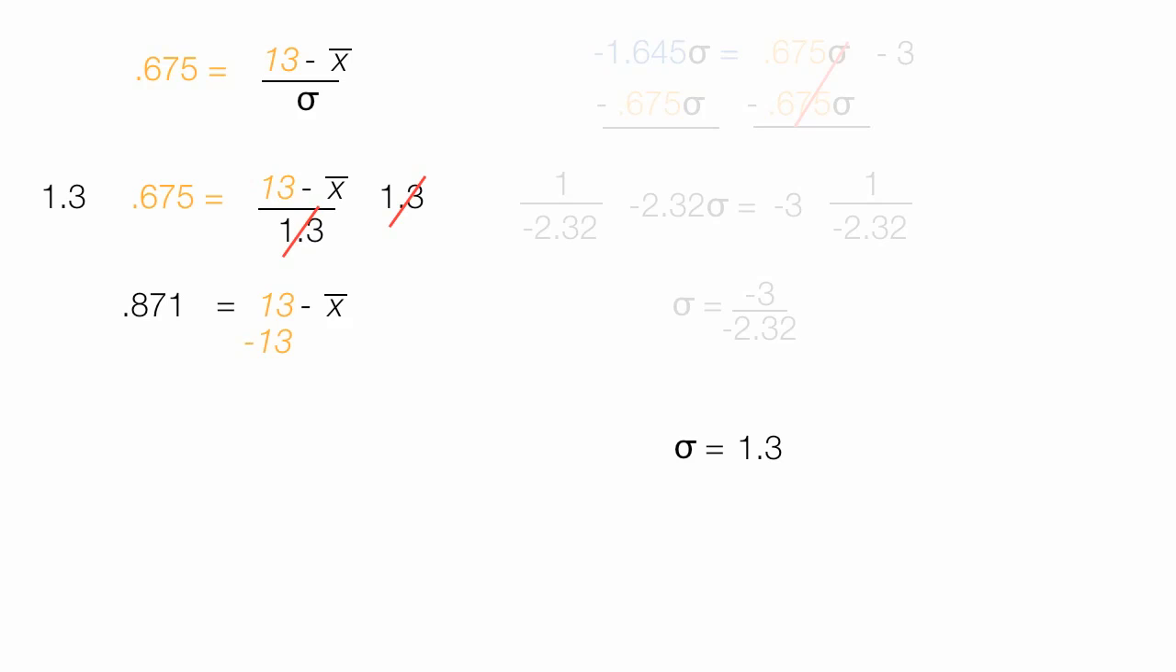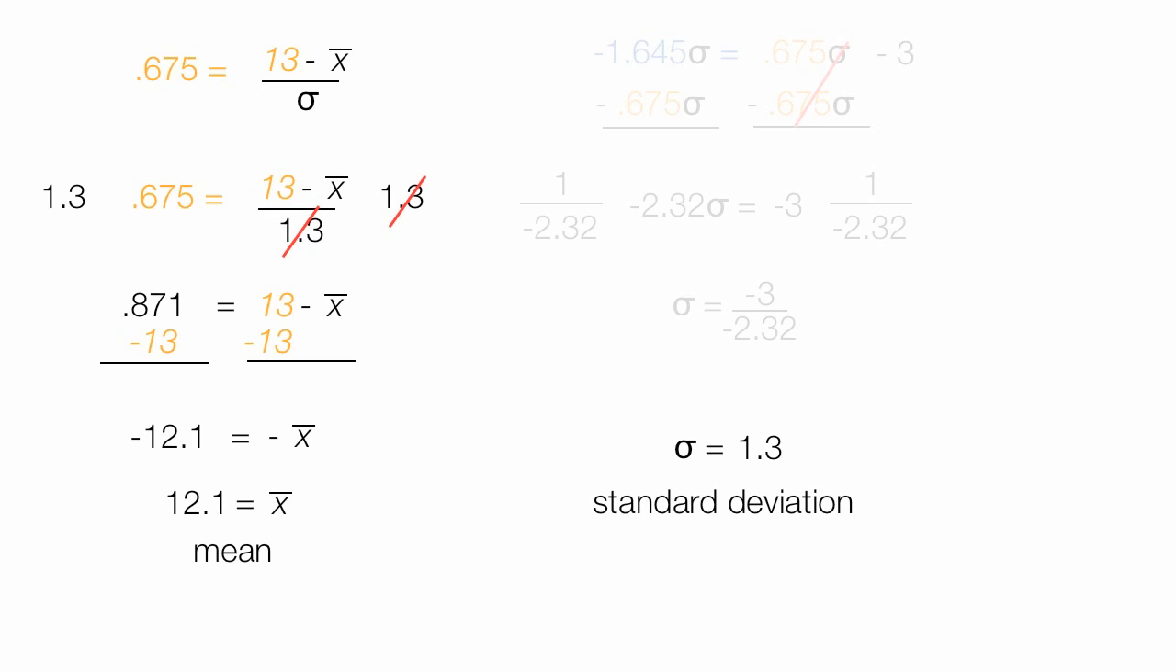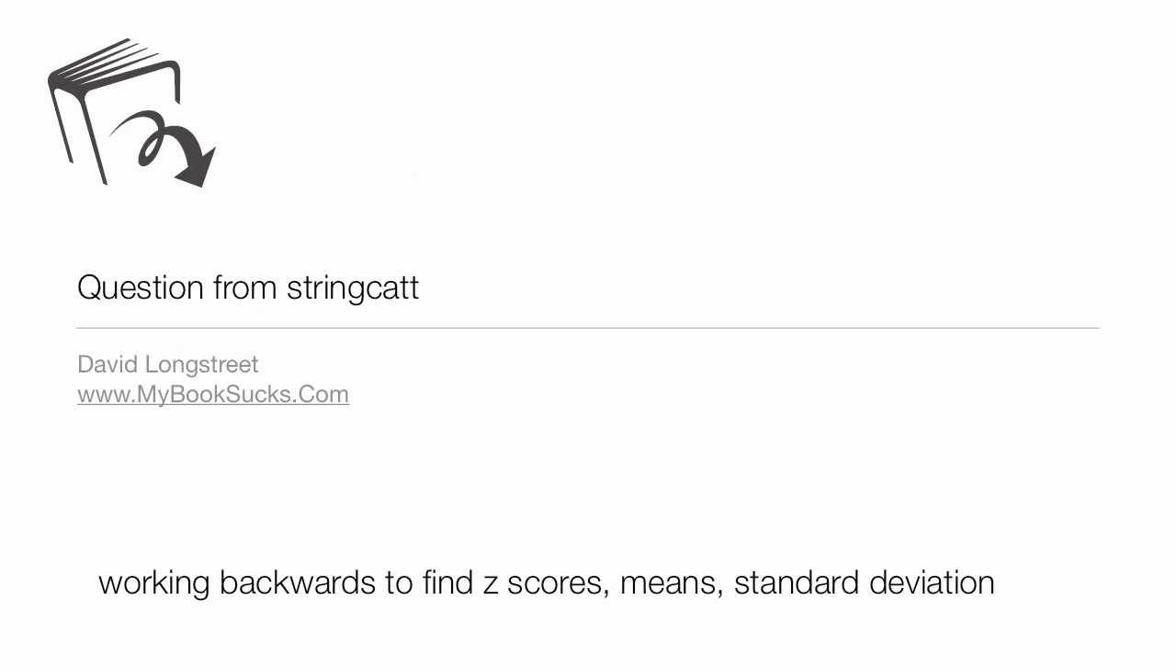Subtract 13 from both sides of the equation. As you can tell, I'm getting worn out. Which gives me negative 12.1 is equal to negative x bar, or mean. That simplifies to 12.1. That's our mean. And the standard deviation is 1.3. A whole lot of steps to learn about babies.